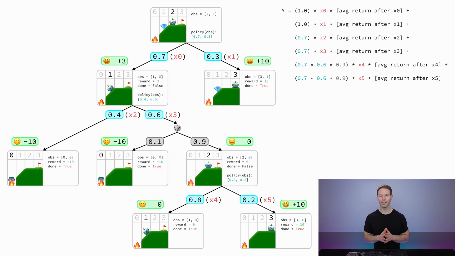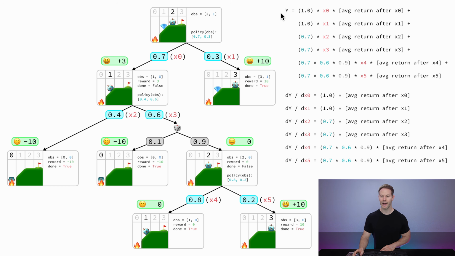And we can see that by looking at all the partial derivatives for each of these action probabilities. So if we find the partial derivative of y with respect to x0, then all these other values will drop out when they're considered as constants, and we'll get 1 times the average return after x0. And down here, you can see the other partial derivatives we get when we do the other values. It's a similar process. All the other lines except for the line with this action probability will get canceled out.